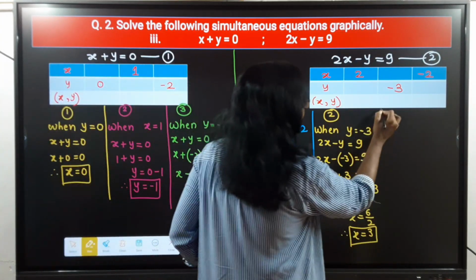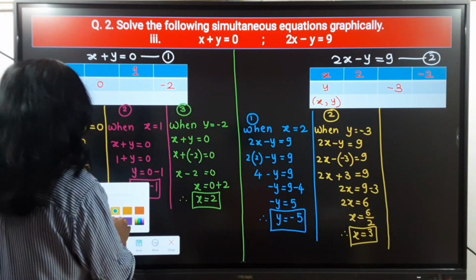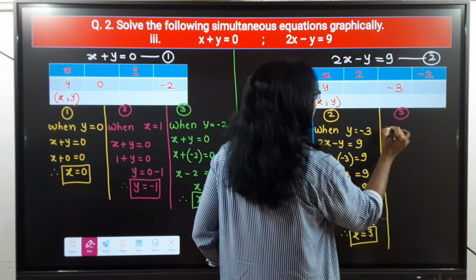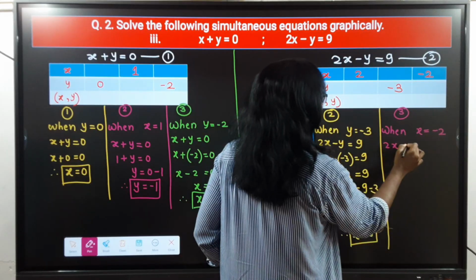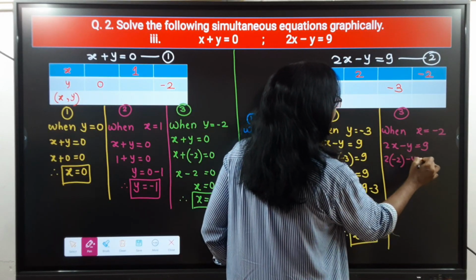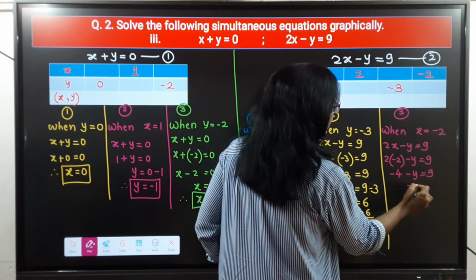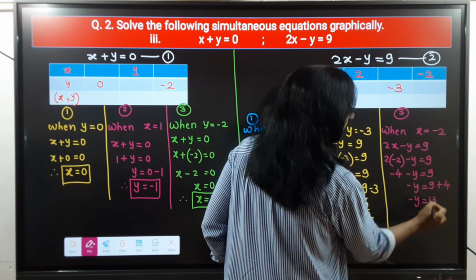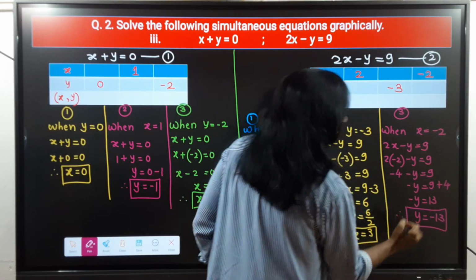Then here, students, consider the third value, when x is equal to minus 2. The given equation is 2x minus y is equal to 9. Therefore 2 multiplied by minus 2 minus y is equal to 9. Therefore minus 4 minus y is equal to 9. Minus y is equal to 9 plus 4. Therefore minus y is equal to 13, and therefore y is equal to minus 13.